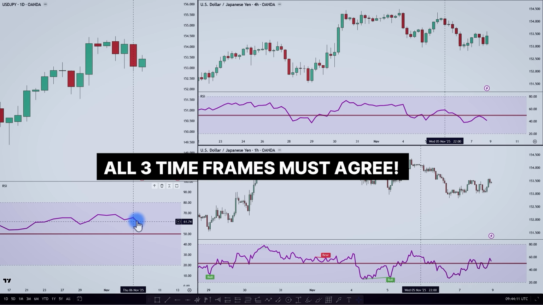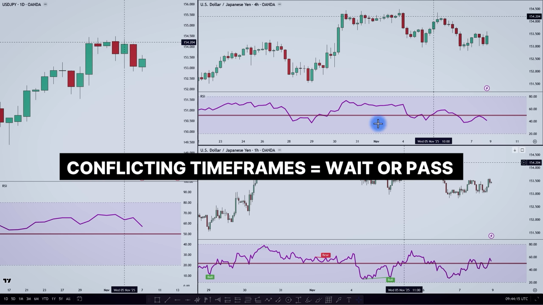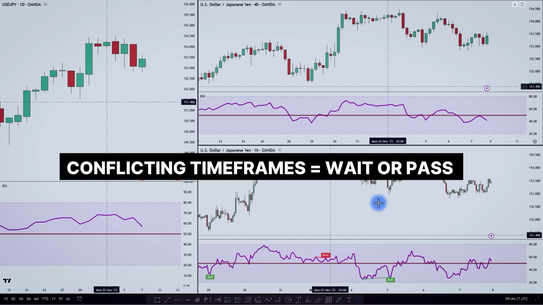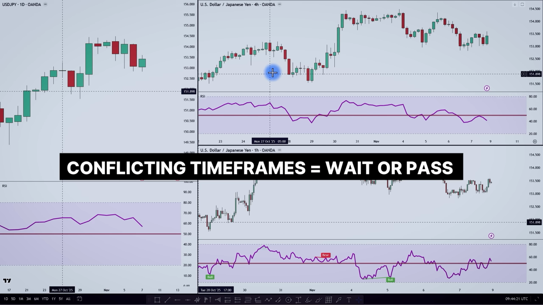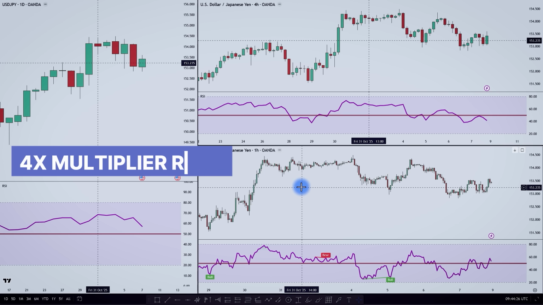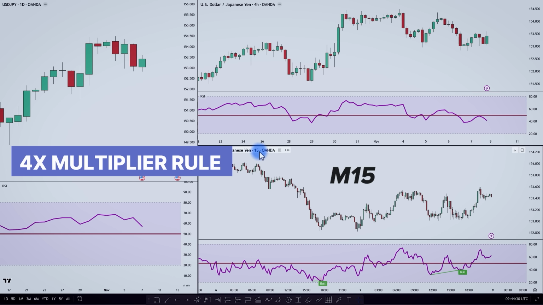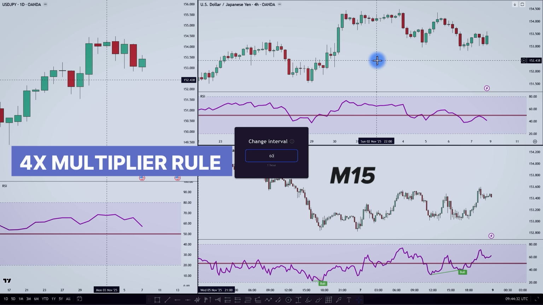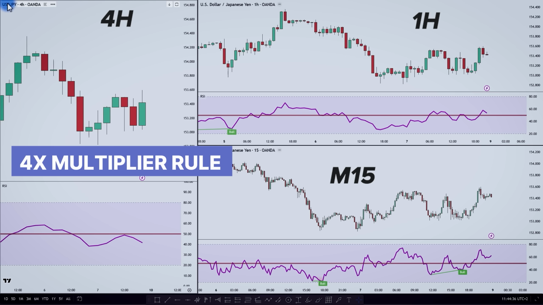If daily is above 50 but 4 hour is below 50, I wait. If 4 hour shows divergence but 1 hour doesn't confirm, I pass. This patience keeps you out of the choppy mess. And a quick tip, pick your timeframes using the 4x multiplier. If you trade the 15-minute, check the 1 hour and 4 hour. This ratio gives you the perfect balance between signal and confirmation.